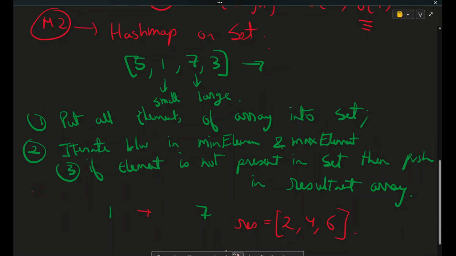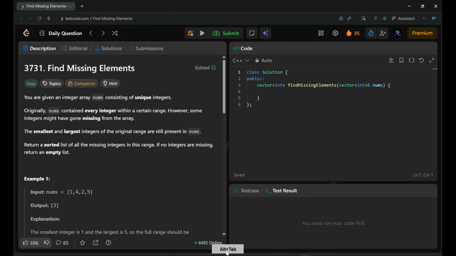So the time complexity of this will be big O of n, because we are using a set, and the space complexity will be big O of n as well. So it is a bit optimized, but we are consuming extra space. Okay, so let's do both these approaches in Leetcode.